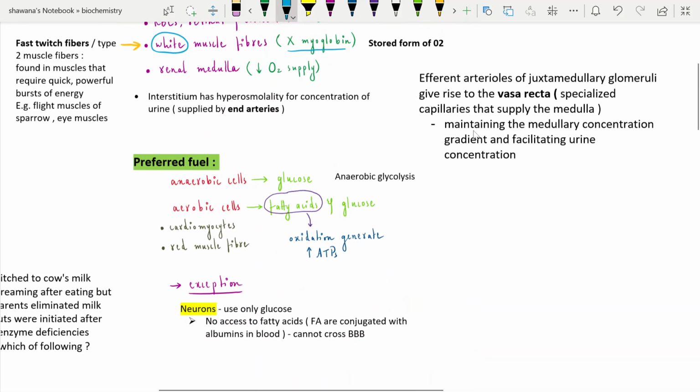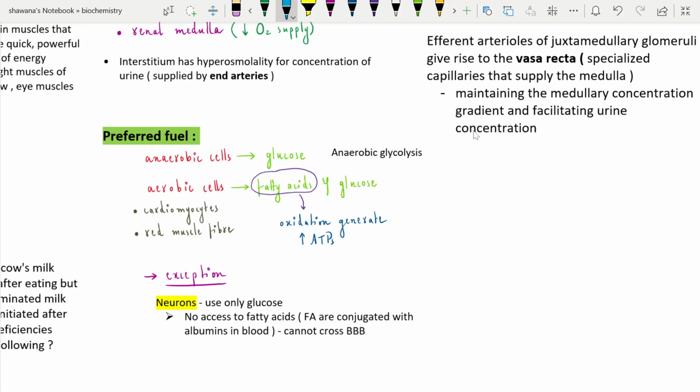Okay, the next topic is the preferred fuel. What are the preferred fuels for anaerobic cells and aerobic cells? Think logically. Anaerobic cells, as I have discussed, like RBCs, retinal cells, corneal cells, white muscle fibers, and the renal medullary cells, rely only on glucose for their generation of ATP so that they can perform anaerobic glycolysis.